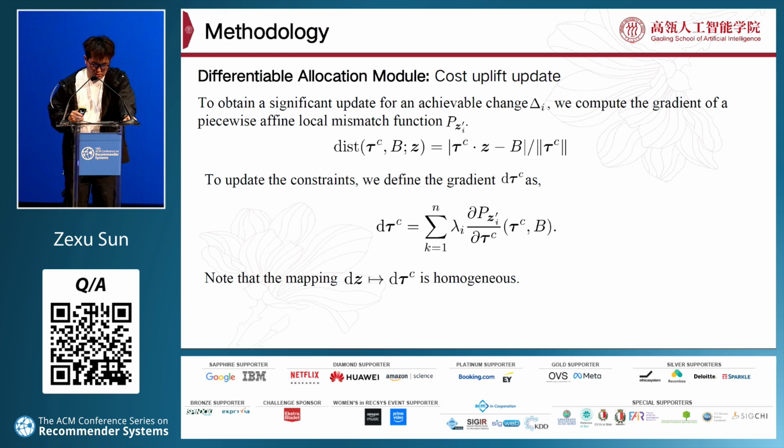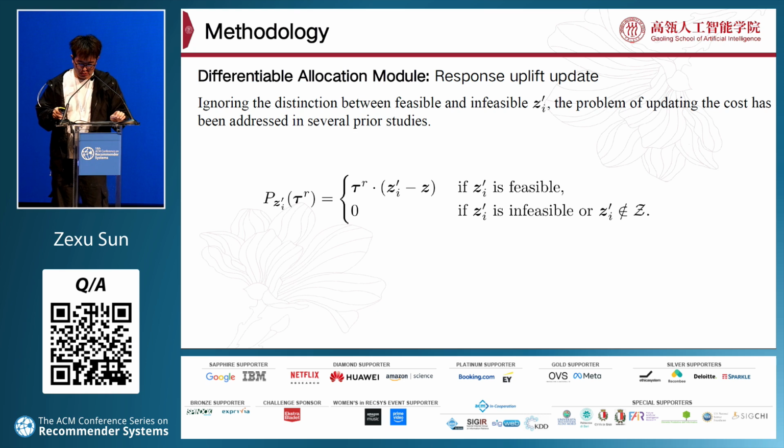After we have the gradient descent direction, first we need to update the cost uplift. To obtain a significant update for an incentive change, we compute the gradient of the piecewise affine local mismatch of the function, which is defined in this equation. And to update the constraints, we define the gradient as d tau c. Note that the mapping dz to d tau c is homogeneous. Then we have the cost uplift update.